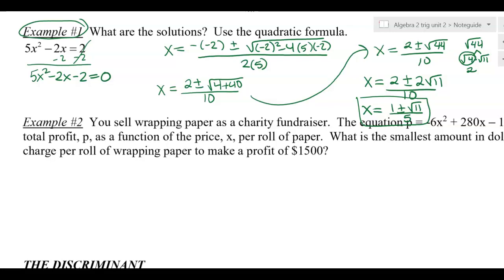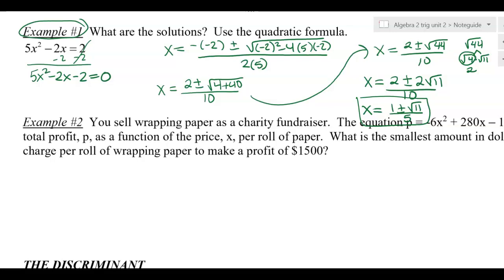So a couple of things. Number one, under your radical, did you get 44 to make sure that calculation is correct? And then 44 breaks down to 4 times 11, and 4 is a perfect square. So I rewrote the square root of 44 as 2 rad 11. And so I had 2 plus or minus 2 rad 11 all over 10. And all of those things are divisible by 2.